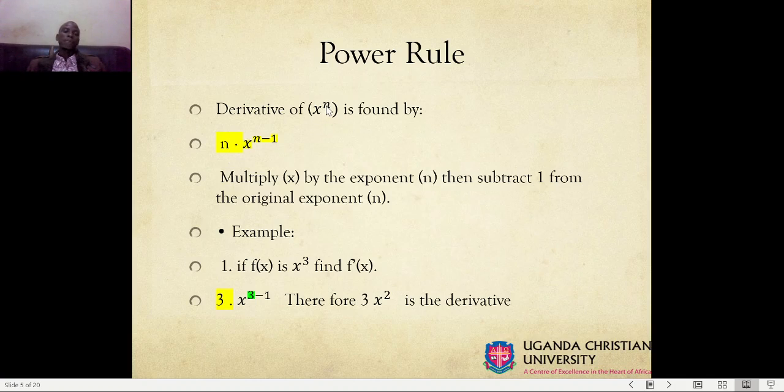Like you can see the one I put in yellow, x is to the power n, so we multiply by the n. That's why you're seeing n. This dot means multiplication. n times x to the power n minus 1. We subtract 1 from the original exponent. So that's the rule. Whenever you find a power and you want to get its derivative, that rule will always take precedence. You multiply by the power and then you subtract 1 from the power.